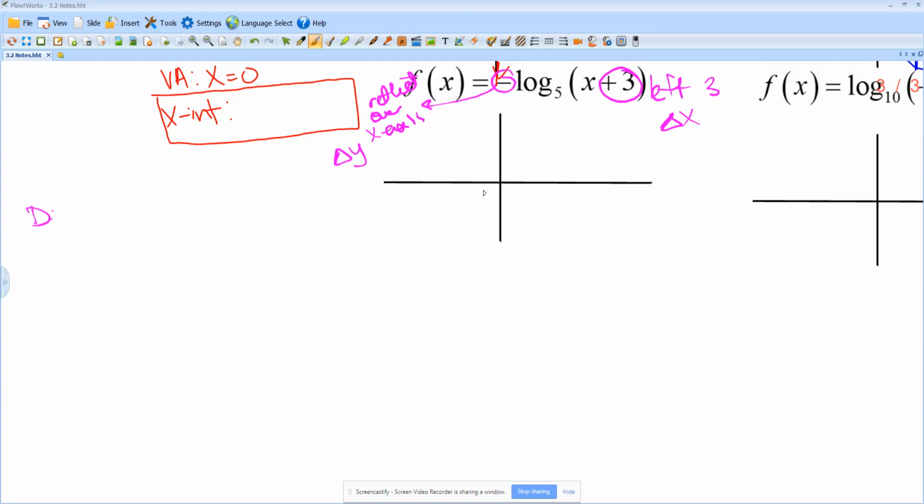I'm going to the left 3, though. So I have x equals -3 as my vertical asymptote. All I'm doing to this function is flipping it up this way. So that doesn't change my domain. It still has to be greater than -3. You can always answer this question last, after you've sort of seen the graph.